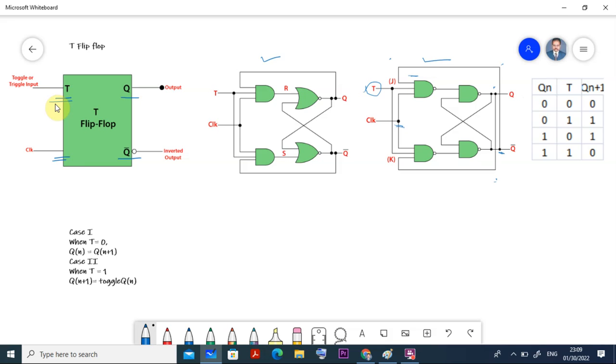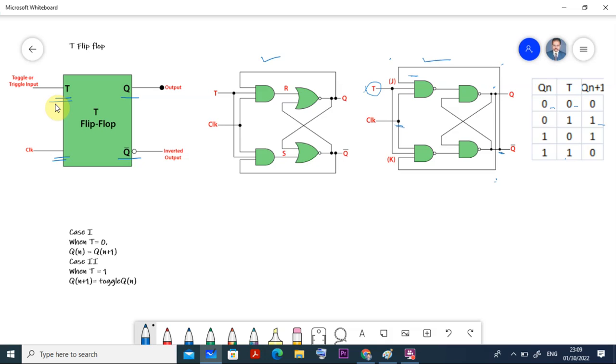Assuming Qn is equal to 0 and toggle is equal to 0, the current state output becomes 0. Similarly, when the previous state Qn is equal to 0 and the toggle is equal to 1, then Qn plus 1, the current state output, becomes 1. When Qn is equal to 1 and the toggle is equal to 0, the output is equal to 1, and in case Qn is equal to 1 and toggle is equal to 1, the output becomes 0.